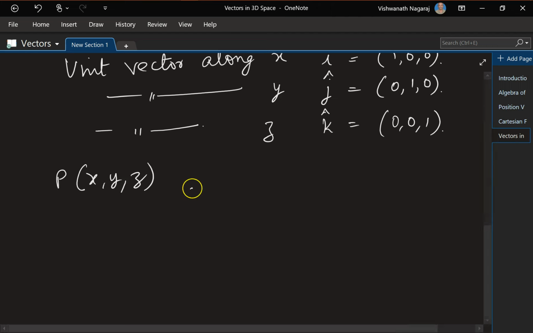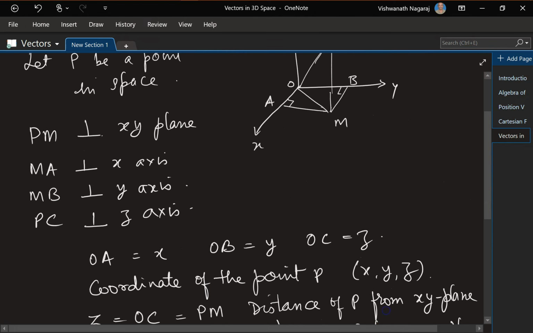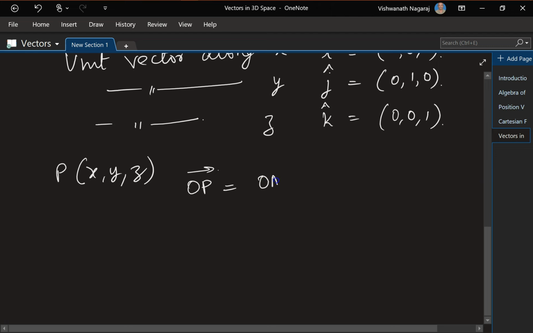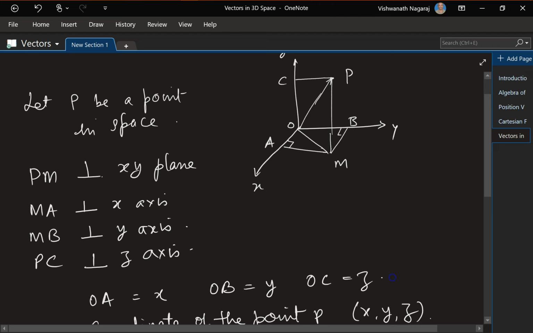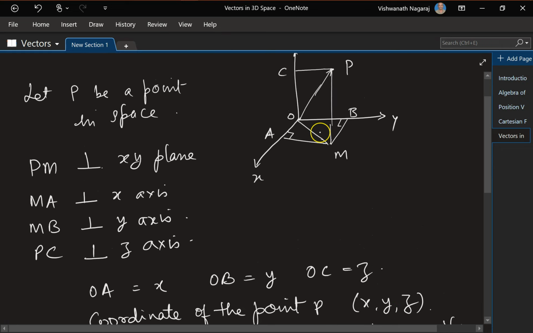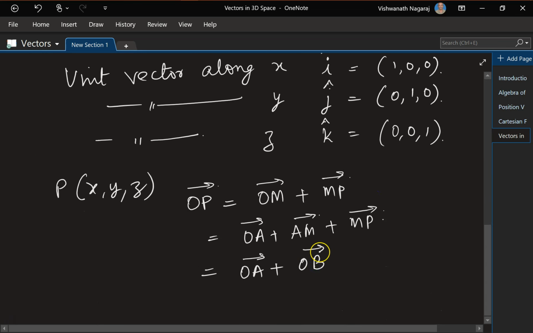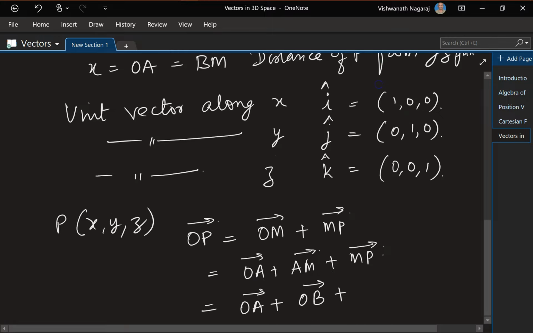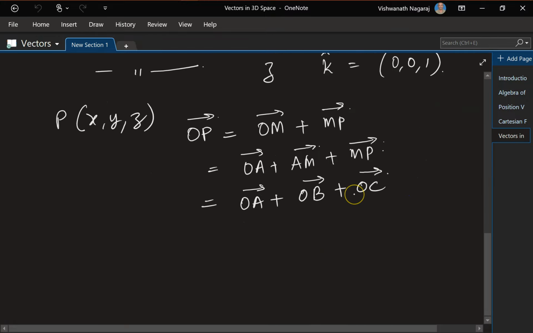Now if you look at the point P, we can say the position vector of P, OP, is equal to OM plus MP, right? OM itself can be written as AM plus OA. So OM can be written as OA plus AM, and then plus MP. Now OA plus AM, if you notice, is parallel and equal to OB. So OB plus MP, where MP is parallel and equal to OC. So let's say OC. We wanted all these to be in terms of the origin.